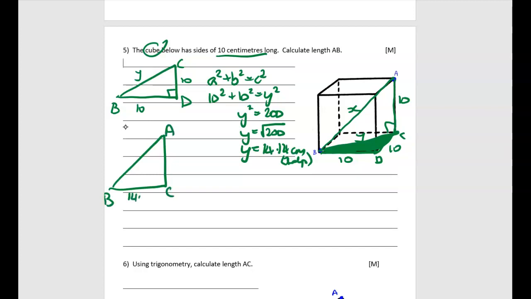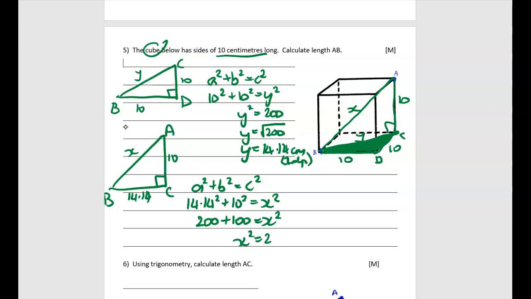I know the bottom is 14.14 now. I know that's my right angle, and I know that's 10. That means I've got enough information to calculate X, or how long length AB is. So let's write down our formula. A squared plus B squared is equal to C squared. So we've got 14.14 squared plus 10 squared is equal to X squared. Just a reminder about this 14.14: that there is equal to 200 because it was the square root of 200. So 200 plus 100 is equal to X squared. X squared is equal to 300.